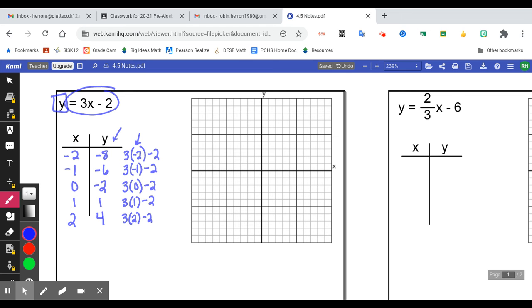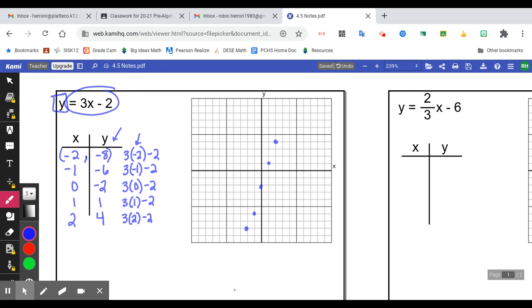So negative 2, negative 8, like an ordered pair here, like we talked about. Negative 2, negative 8 would be left 2, down 8. Put a point. Negative 1, negative 6, so left 1, down 6. 0, negative 2. I think I skipped one. Okay. Then I have 1, 1, so right 1, up 1, and then right 2, up 4.